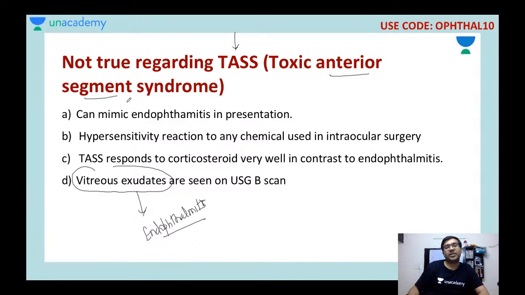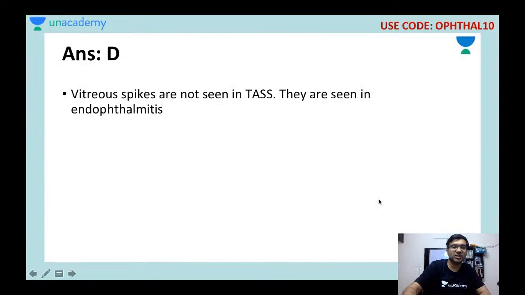Another way of differentiating toxic anterior segment syndrome from endophthalmitis is that TAS, which is basically because of the inflammation of the anterior segment, responds very well to the steroids. Remember, in endophthalmitis patients, you do not use steroids. In the patients of toxic anterior segment syndrome, you can use the steroids.